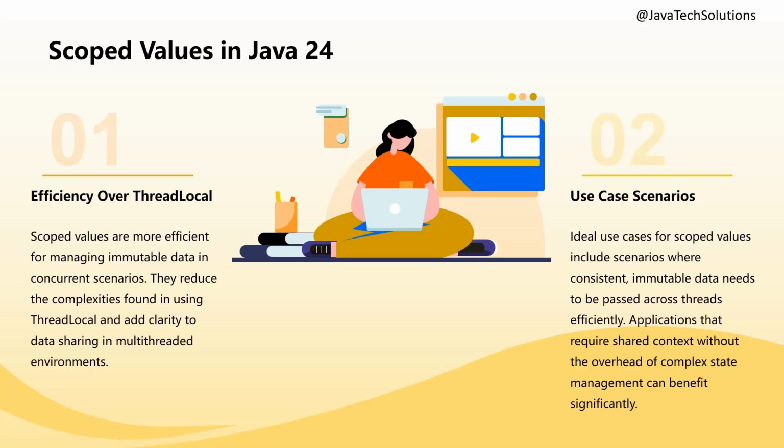If we talk about scenarios like when we are going to use this, an ideal use case for scope values includes scenarios where consistent immutable data needs to be passed across threads efficiently, then we are going to use these scope values. Applications that require shared context without the overhead of complex state management can benefit significantly.